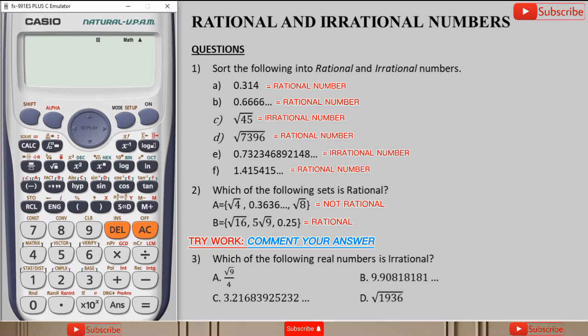We have come to the end of these tutorials, and we learned about how to use the scientific calculator to distinguish rational and irrational numbers.